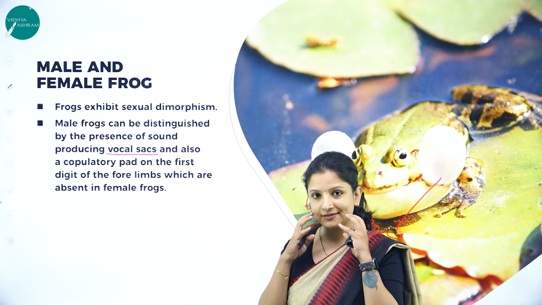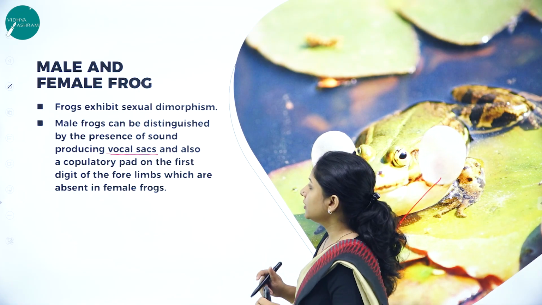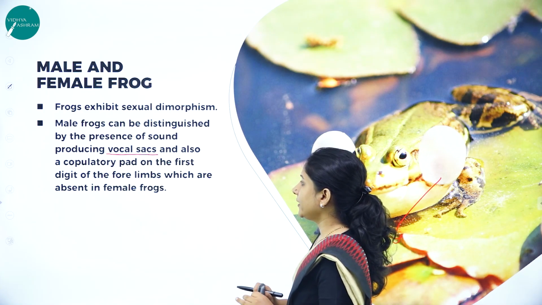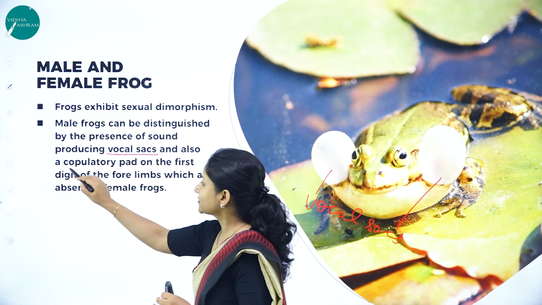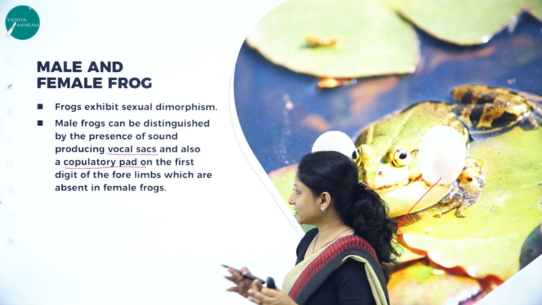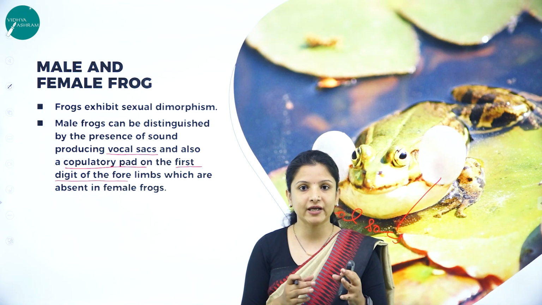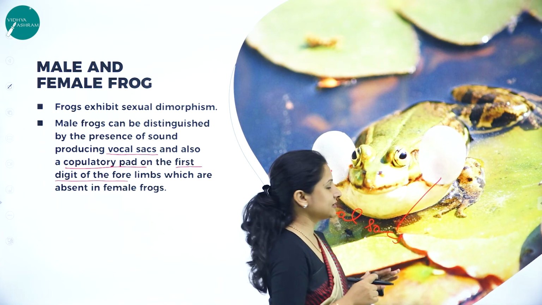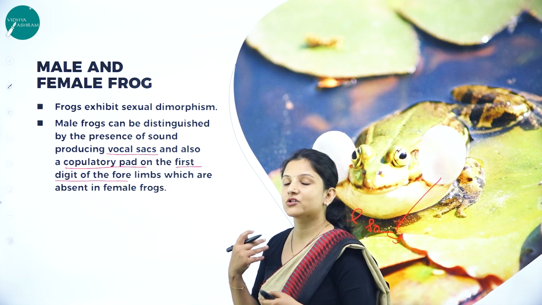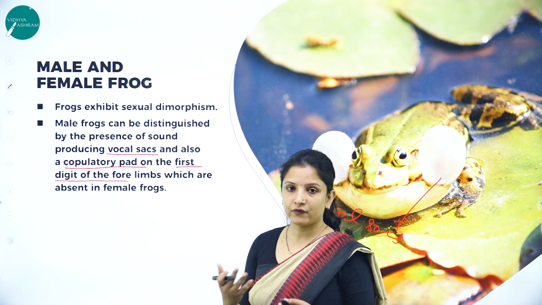These vocal sacs are not there in the females. They are only in the male frog. So during the rainy season, when they croak, you can say these are the male and these are the female. The male frogs also have a copulatory pad, which is a small extension on the first digit of the forelimb. So on the first digit of the forelimb of the frog, they have this copulatory pad, and it especially helps the frog with copulation or mating with the female.